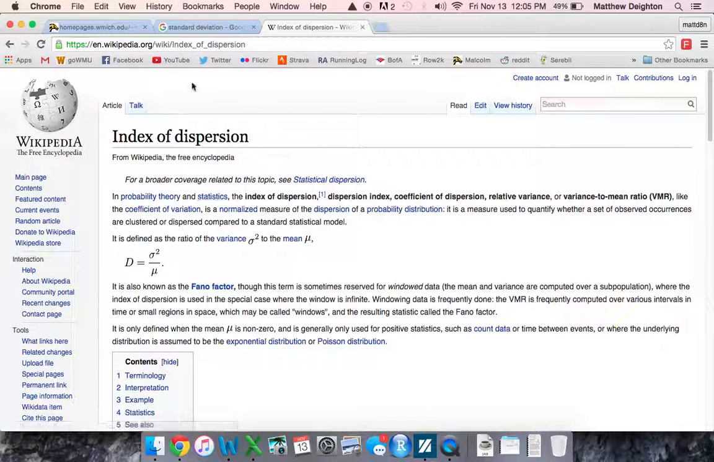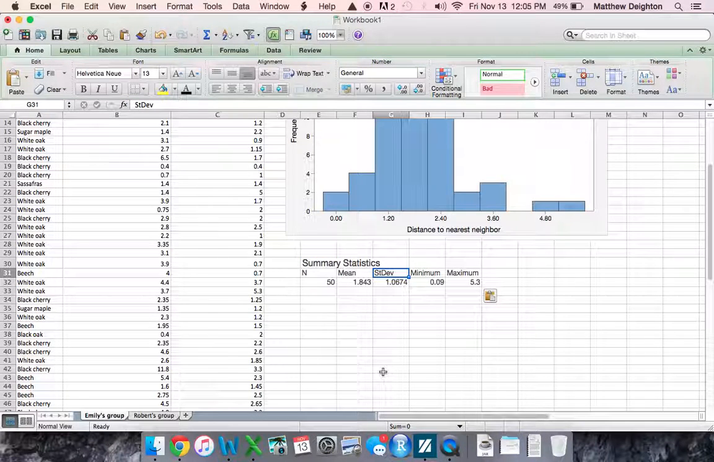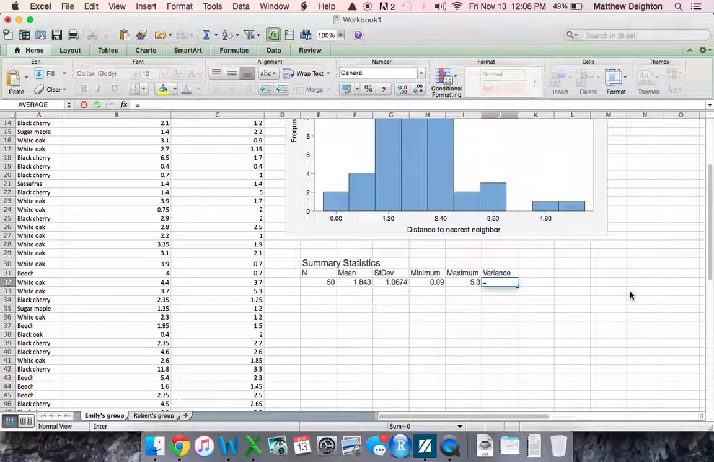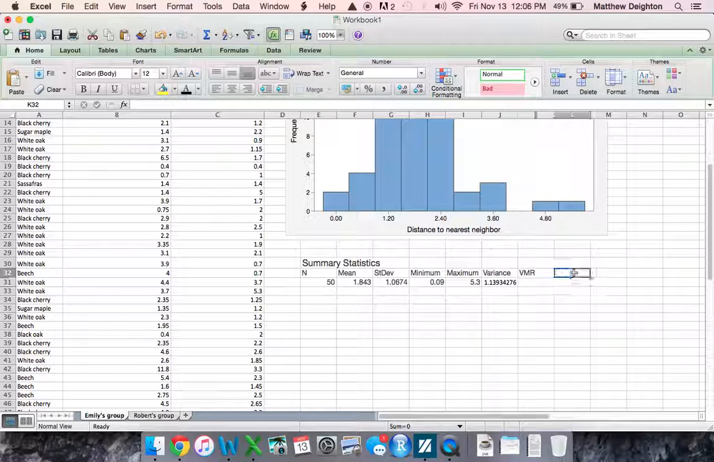So just to show you, index of dispersion is equal to the variance over the mean. So this is that VMR, variance to mean ratio. If we go back to our summary statistics, it gives us a standard deviation. Obviously, standard deviation is simply the square root of variance. So we need to create a variance column, which is simply equal to our standard deviation squared. We can also make a column called VMR, which will stand for variance to mean ratio, and we could say dispersion type. Get it all laid out.